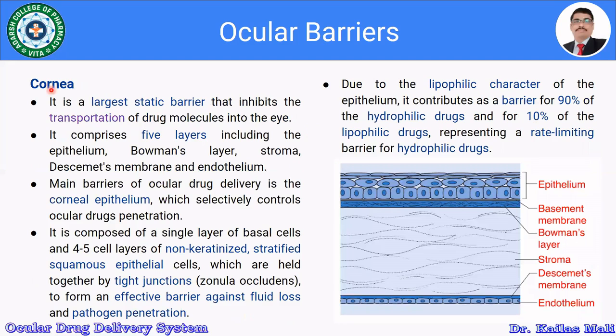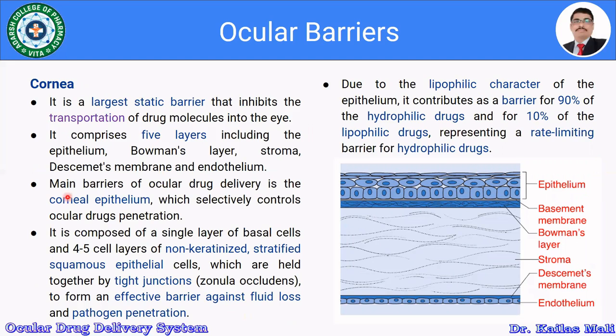Let us see another barrier, that is the cornea. The cornea is the largest static barrier that inhibits the transportation of drug molecules into the eye. As we have already discussed the anatomy and physiology of the cornea, it comprises 5 layers: the epithelium, basement membrane, Bowman's layer, stroma, Descemet's membrane, and the endothelium.